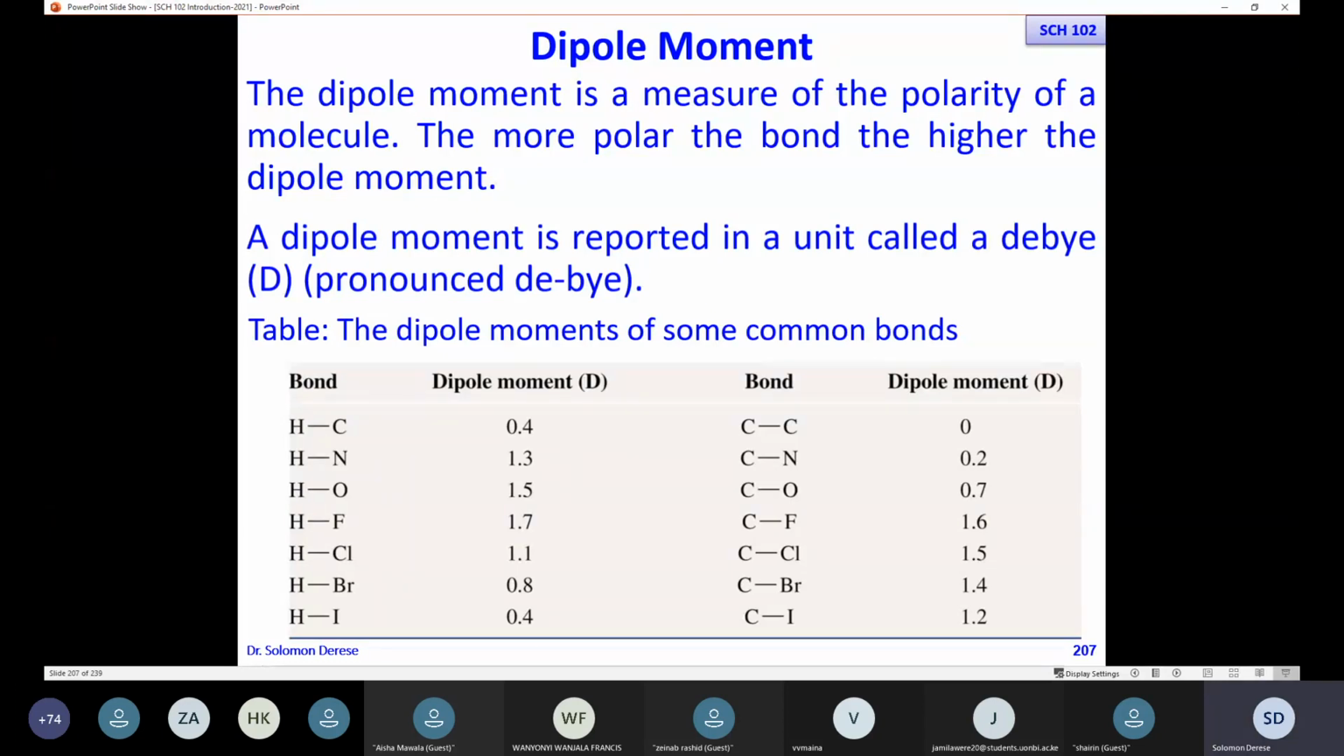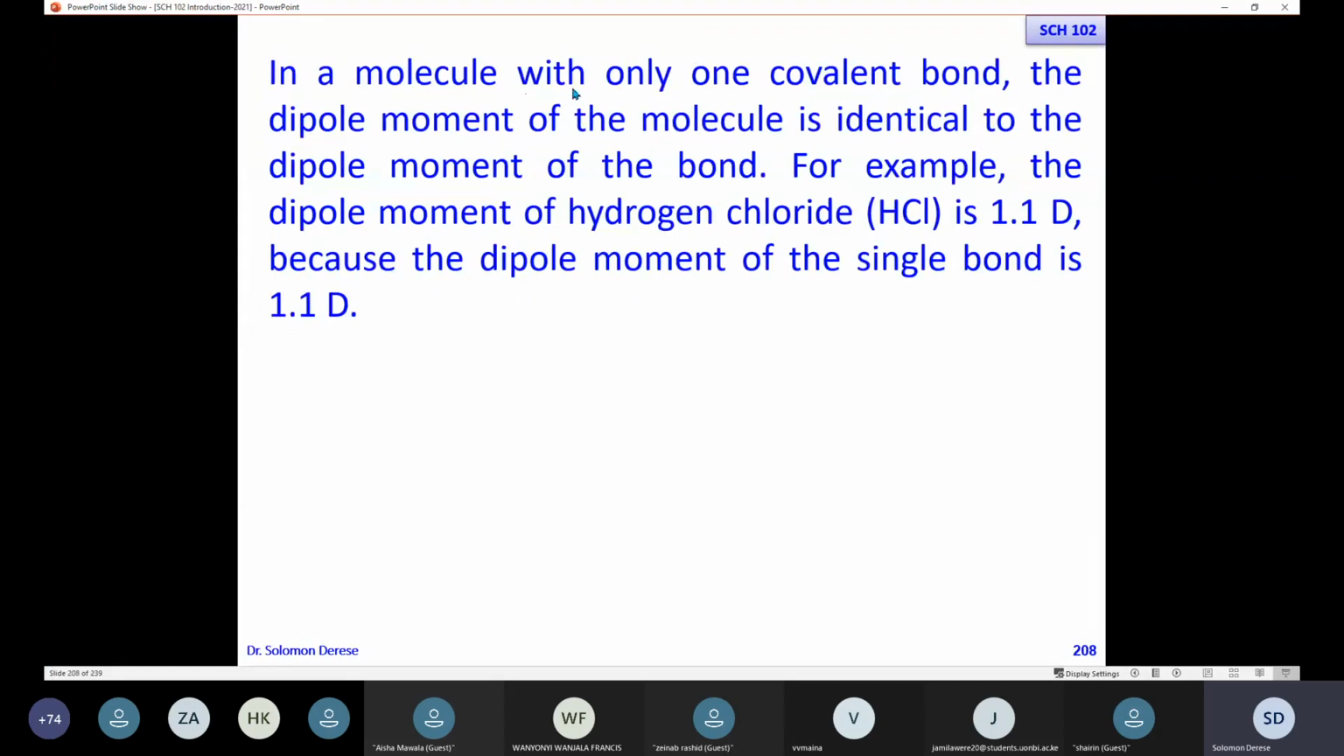But some molecules have only one chemical bond. So in such molecules, the bond moment and the dipole moment are the same. The bond moment of the hydrogen-chlorine bond and the dipole moment of hydrochloric acid are the same. So that's why it is said that in a molecule with only one covalent bond, the dipole moment of the molecule is identical to the dipole moment of the bond.